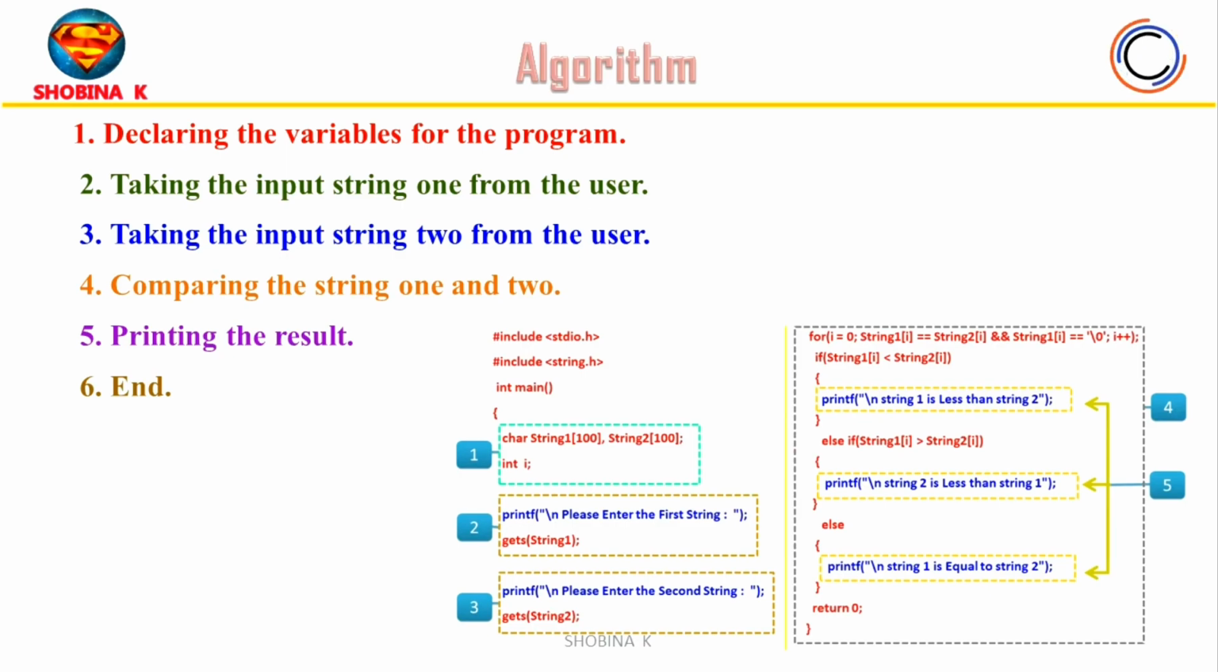First, we will declare the variables for the program. Secondly, we will take the input string 1 from the user. Next up, we will take the input string 2 from the user. Now compare the strings 1 and 2. And then we will print the result. Now let's see the program.